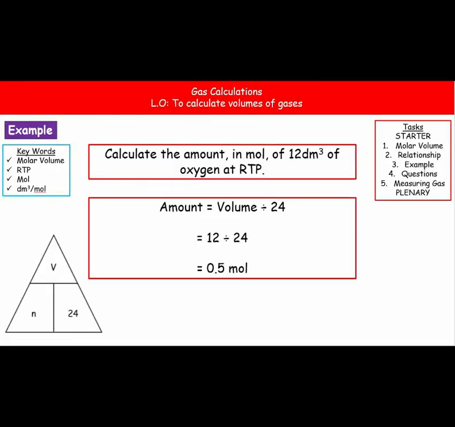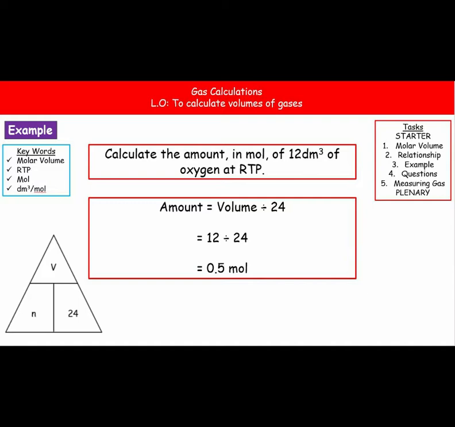Let's start off then by doing a question together. Calculate the amount in moles of 12 decimeters cubed of oxygen at RTP, so room temperature and pressure. What we do is we can write down the actual formula that we're going to have to use. In this case we're calculating the amount, so the amount is the volume divided by 24.